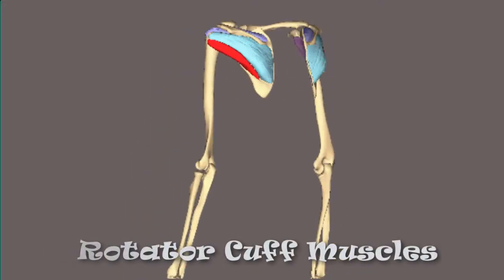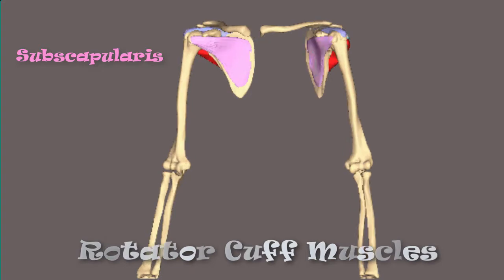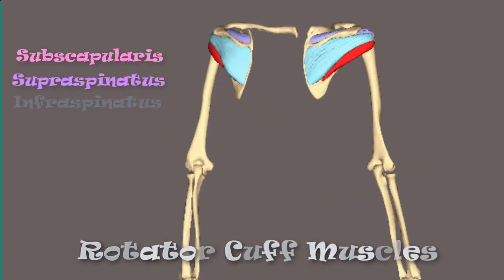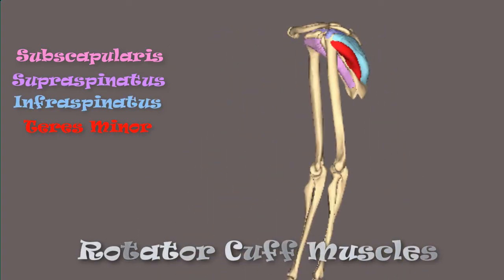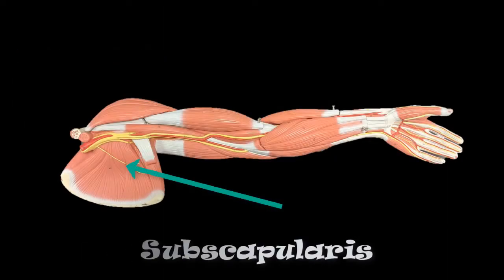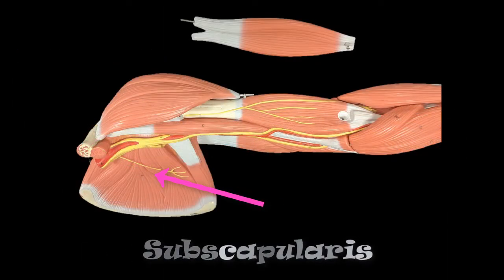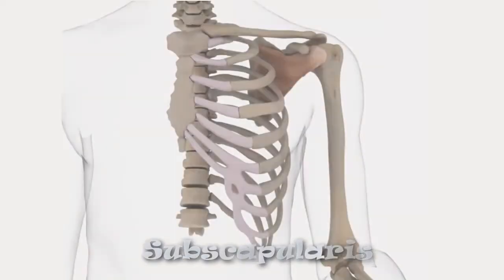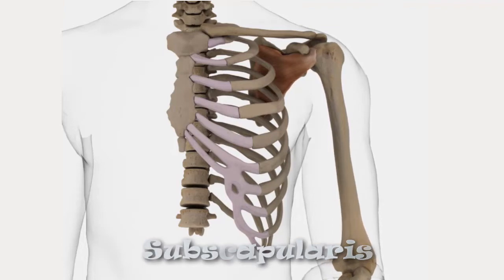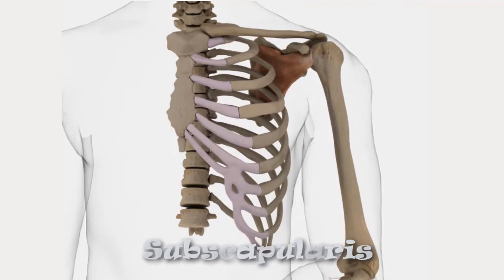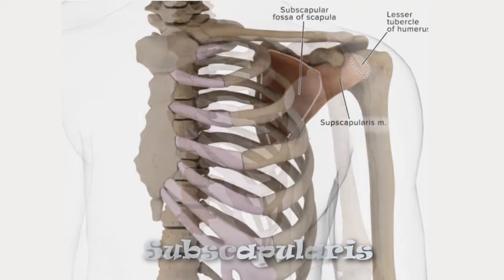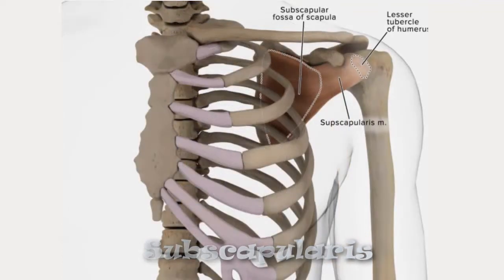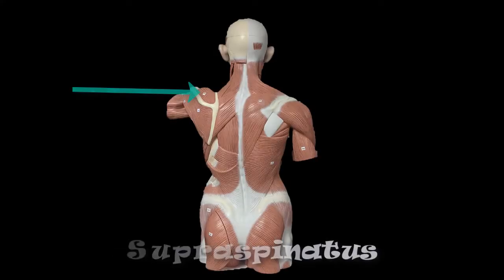The rotator cuff muscles include the subscapularis, supraspinatus, infraspinatus, and teres minor. The subscapularis performs medial or internal rotation of the arm at the shoulder joint. The origin is the subscapular fossa of the scapula. Its point of insertion is the lesser tubercle of the humerus. The supraspinatus.